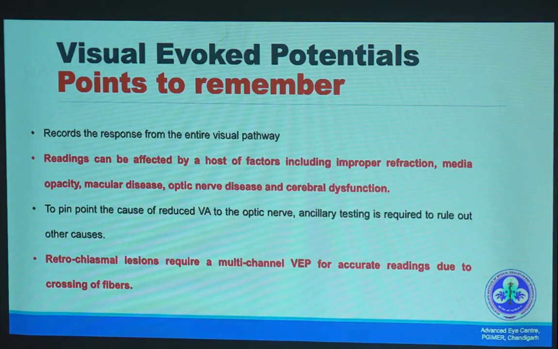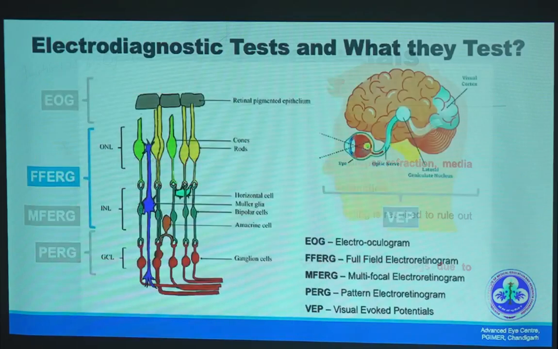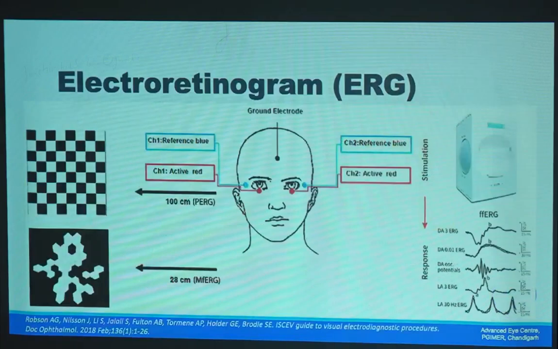But if you want to test for any retrochiasmal lesions when your fibers have decussated, then you need multi-channel VEPs to record from both the occipital lobes separately, and then see how much signal is going towards each side. So we are not going into the details of that, but that's helpful in conditions like albinism and neurological conditions. Coming on to the full field ERG, that is the most commonly used test.